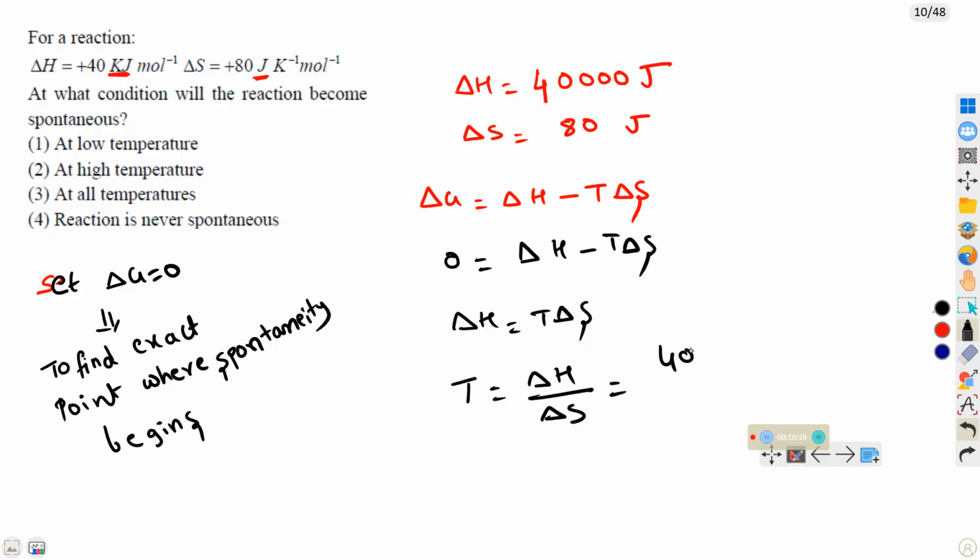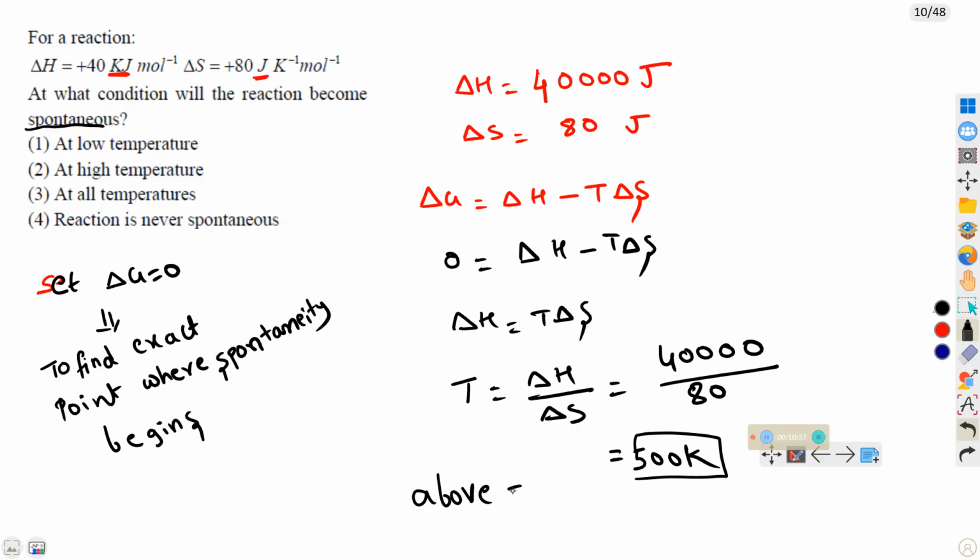Simplify. 40,000 by 80. That is equal to 500 kelvins. Temperature 500 kelvins. The question is related to spontaneity. If temperature is above 500 kelvins, then the reaction is spontaneous. Above 500 kelvins means at high temperature. For example, take temperature as 600 kelvins.